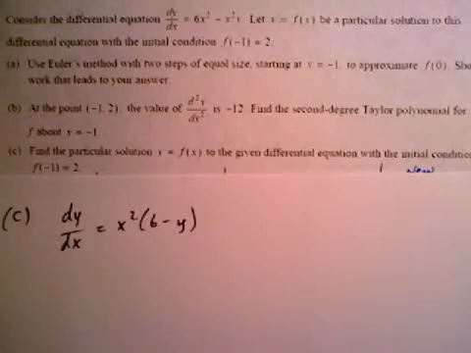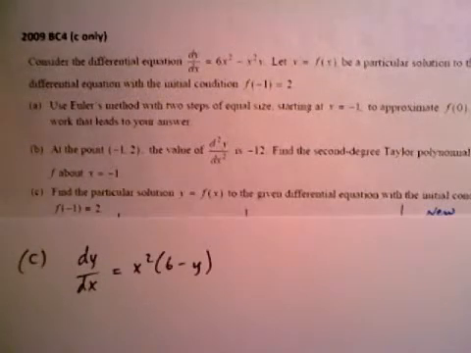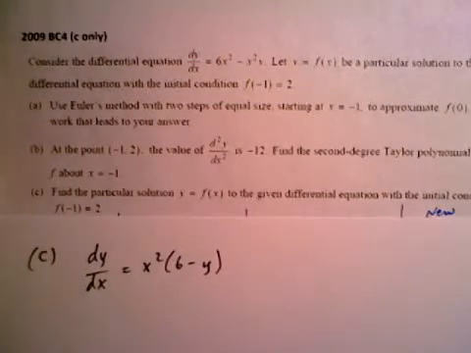I know I told you to do just part C on, by the way, we are looking at the year 2009 BC4, and again, I told you to do C only, but that was before you hopefully watched the Euler's method videos. And if you haven't watched the Euler's method videos, I would like you to pause the video right now and then come back and try to do part A, Euler's method, because I'm going to show you the solution to that in just a moment.